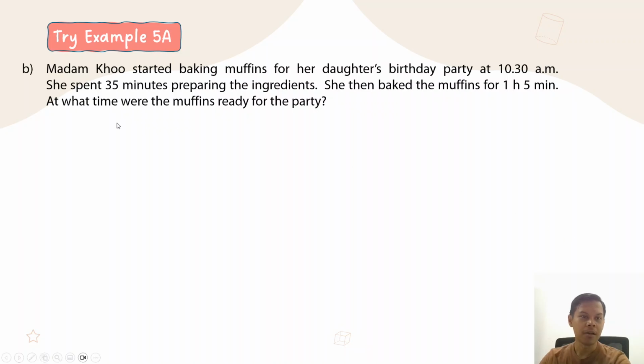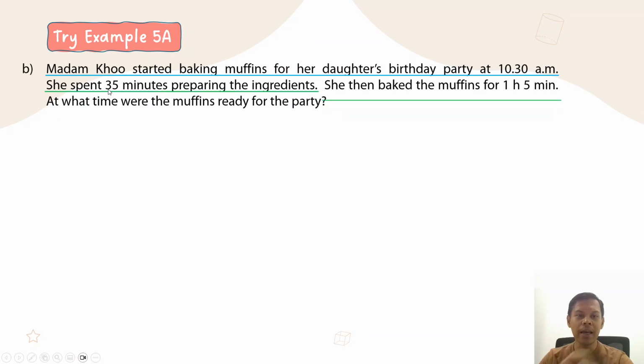Alright, second question. Madam Koo started baking muffins for her daughter's birthday at 10:30 a.m. She spent 35 minutes preparing the ingredients. She then baked the muffins for 1 hour 5 minutes. At what time were the muffins ready for the party? Okay, so we know the starting point, we know the duration, we just need to figure out what is the finishing time.